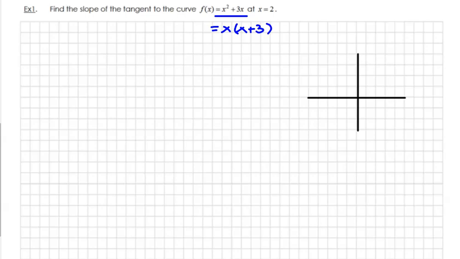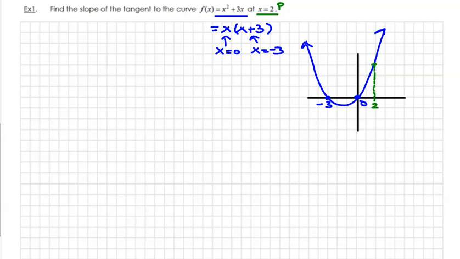So I'm going to factor out an x, and that means that I have my x-intercept at 0 and at -3. Okay, so something maybe like this, and it looks like it's opening up. Something like that. This is going to be my p, and that's going to be at x is 2. And so right there, that's where p is.